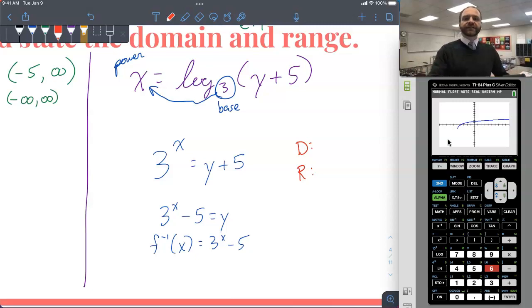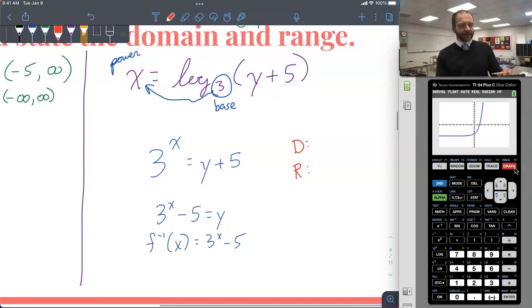So you know what? Let's at least look at the graph and see what happens. So I'm going to clear this out, and I'm going to do 3 to the x power, and I'm going to have minus 5. And I'm going to hit graph. Now what do we notice here? If I look at that graph, I can see that this has a horizontal asymptote. And it's really interesting because that horizontal asymptote, it looks like it's at -5.